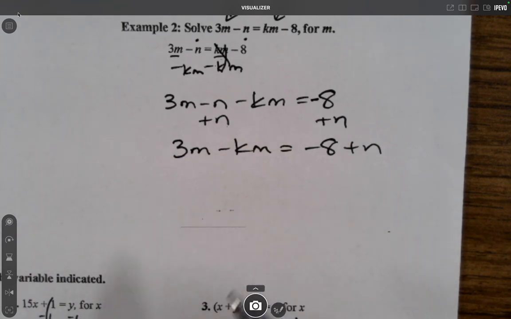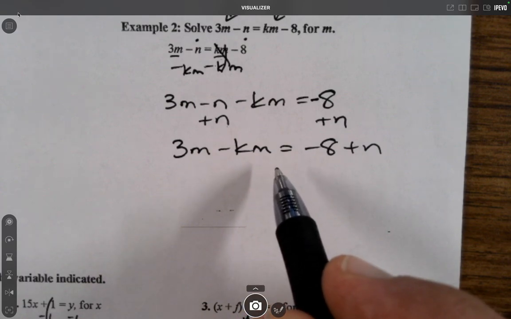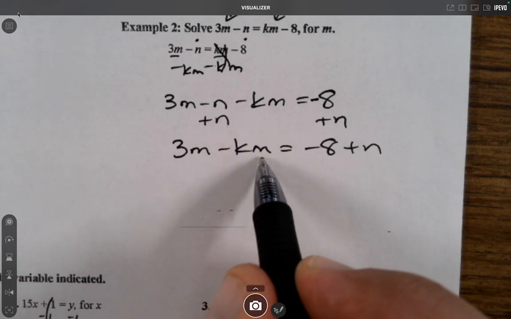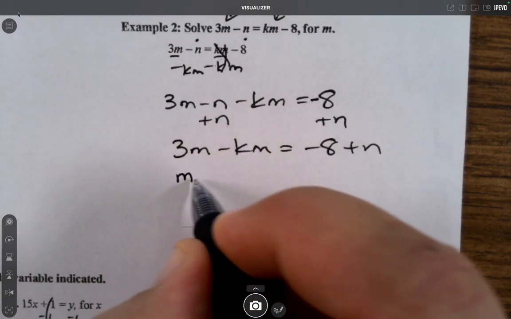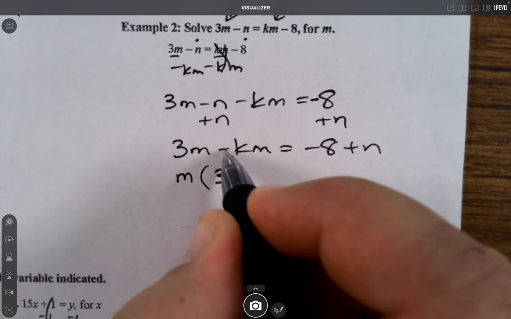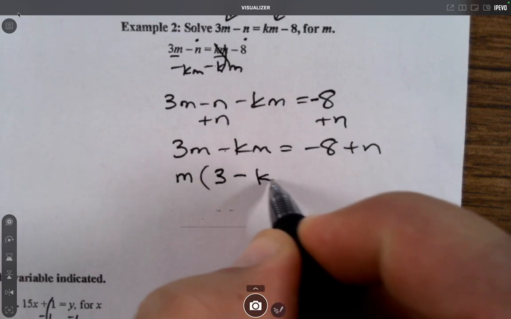Here's the trick. You kind of do the reverse of the distributive property. It's called factoring. These both have an m in common. So I can write m outside here. If I take m away from this, I have a 3. I keep the minus sign. Take m away from this, I have a k.